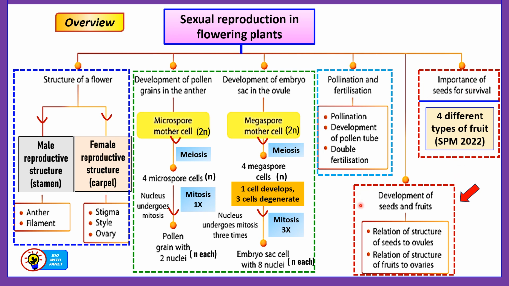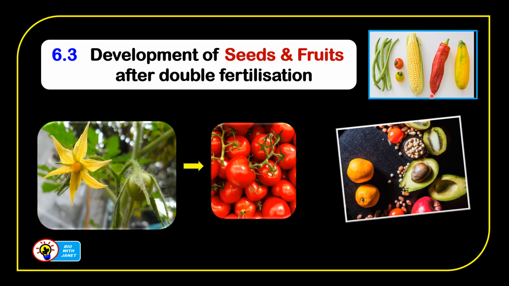Now we are at this part, development of seeds and fruits after double fertilization. Let's start with the development after the double fertilization process has occurred in the ovules. Here we see the development of the seed and fruit of the tomato plant, and these are different types of fruits. Some are actually known as vegetables, but they're actually fruits. So how is a seed formed, and how is a fruit formed? Let's find out more.